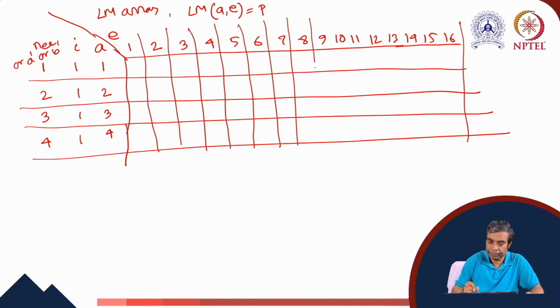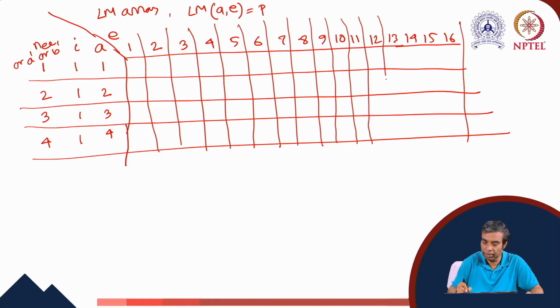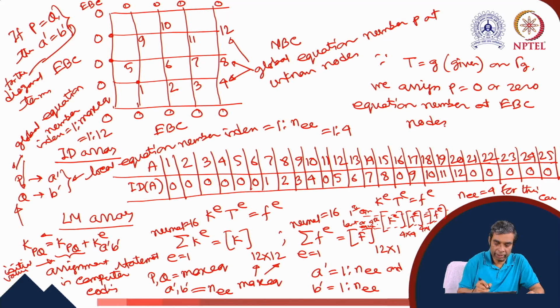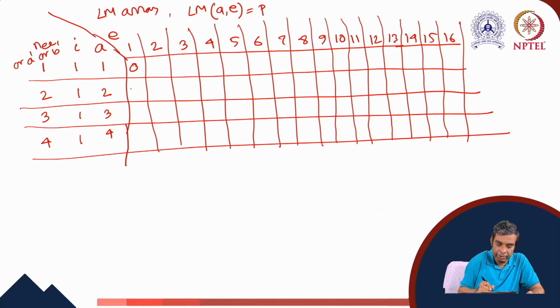So the terms within the boxes will give us the global equation numbers, the capital P, capital Q terms. To make this LM array, we need the picture which you have made for the ID array. Let us go for the first element. For the first element, our equation numbers were 0, 0, 1, 0. So we shall write it simply 0, 0, 1, 0.